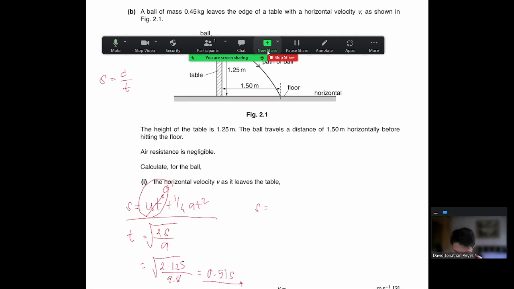s equals 1.5 all over 0.51. 1.5 divided by 0.51, and you will get 2.94 meters per second as your velocity. And this is how you solve for your horizontal velocity.